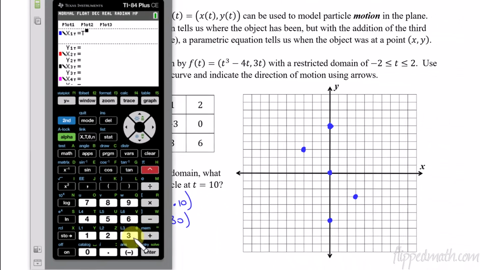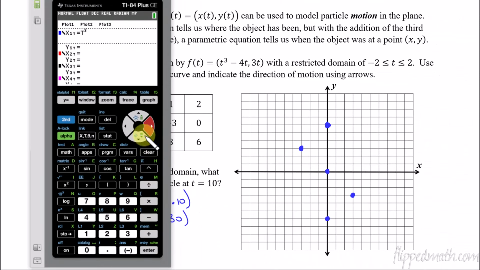So t cubed minus 4t. There's my, I forgot the minus. There we go. And then what we want for the y, 3t. Okay, so now before we hit graph, let's look at the window.